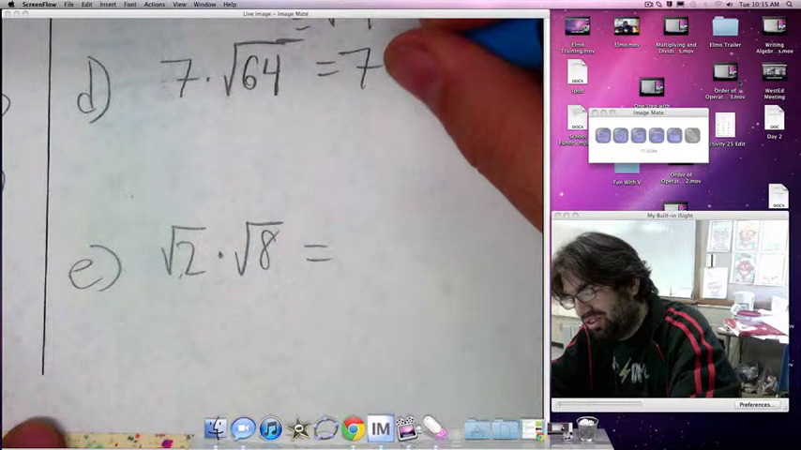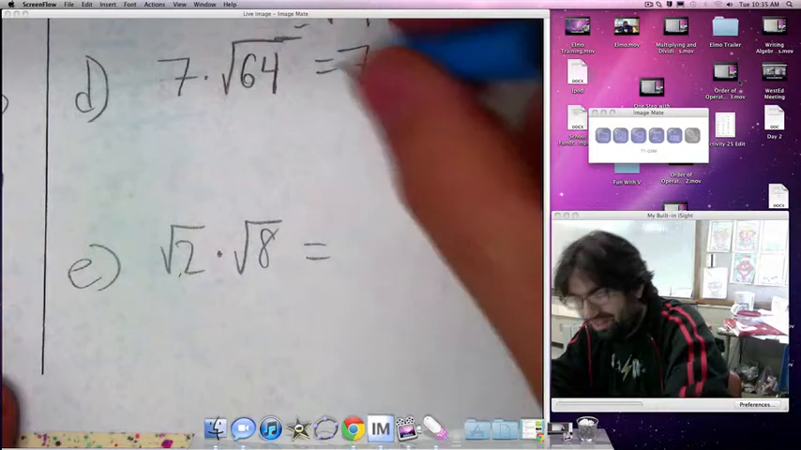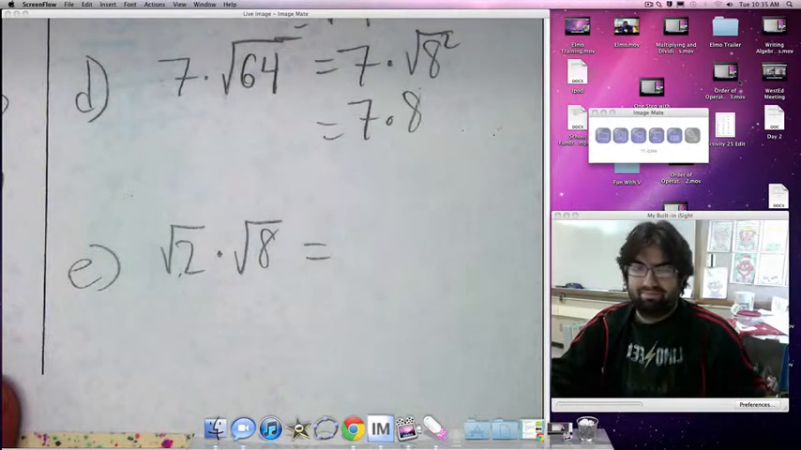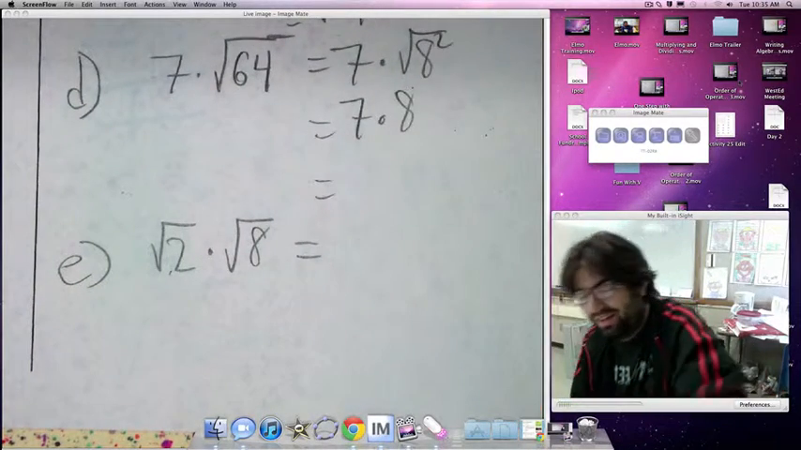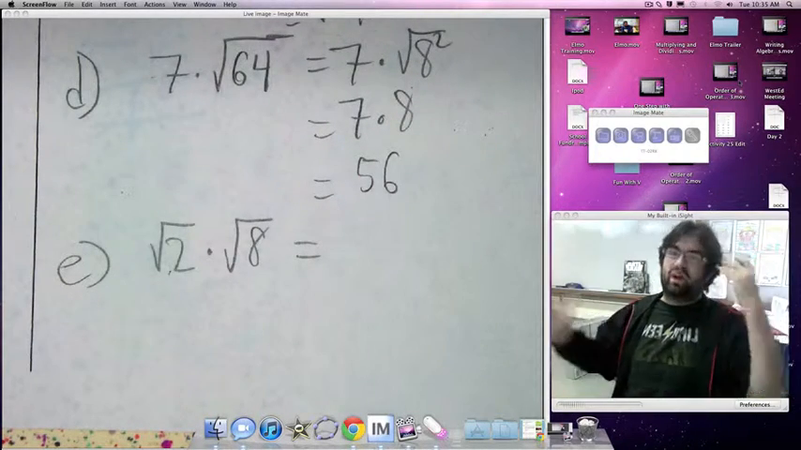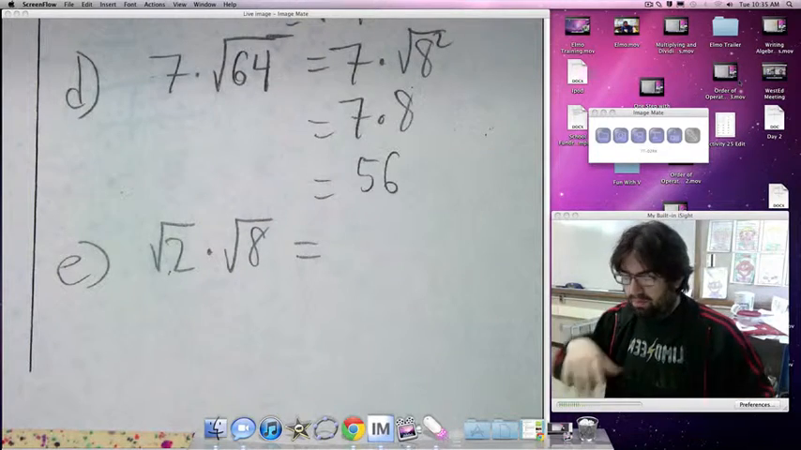Let's do this. 7 times the square root of 64. Well, that's 8 squared, right? So really, it's 7 times 8. You just take the square root, and then order of operations. Now I'm multiplying. 56. Great. So that's a little trick right there. That's a good problem.